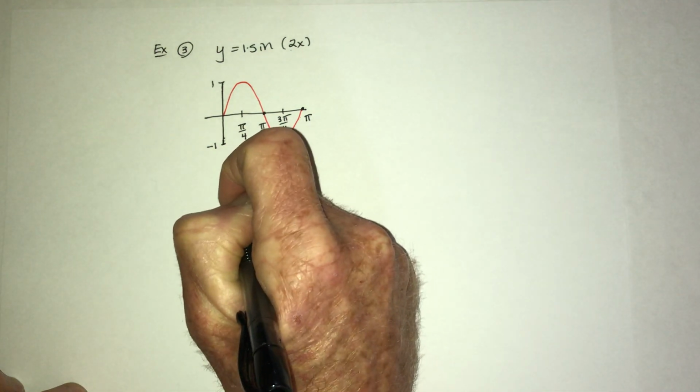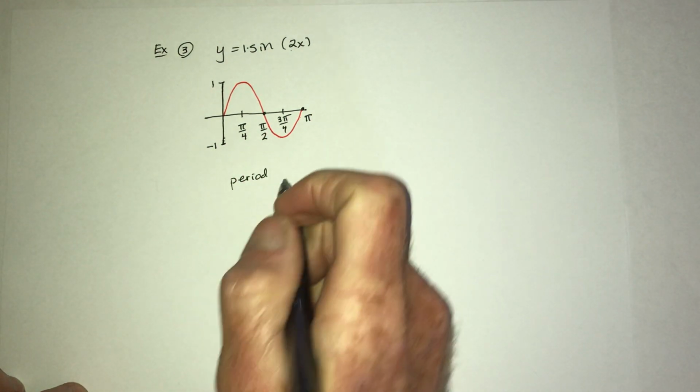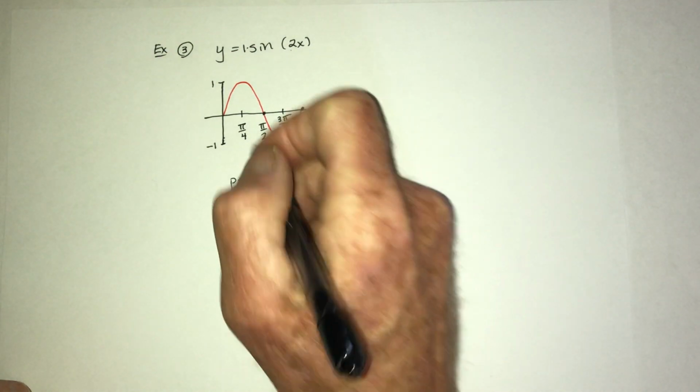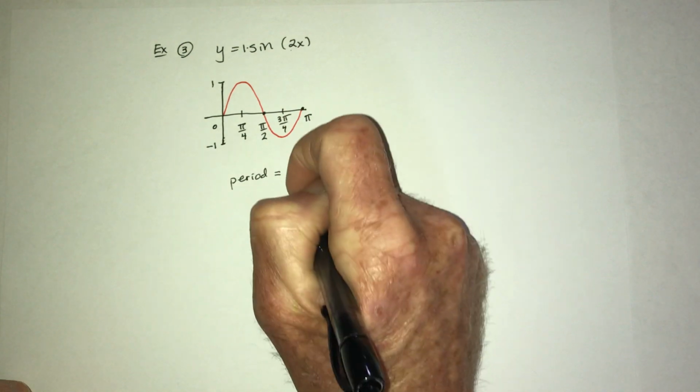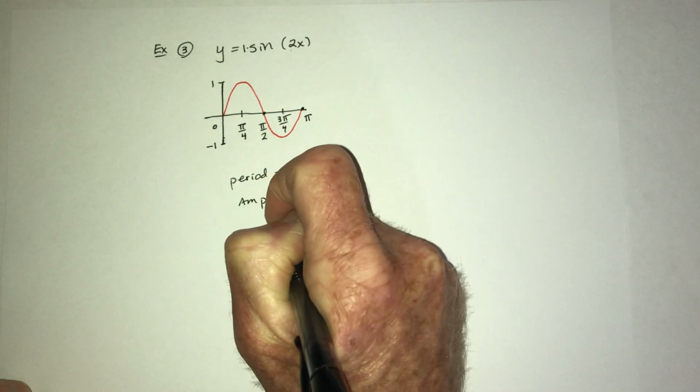So that means that on this one, the period, I just said I was going to abbreviate it and then I didn't do it. Okay, next time. The period is, it goes from 0 to pi, so the period is pi, and the amplitude is equal to 1.